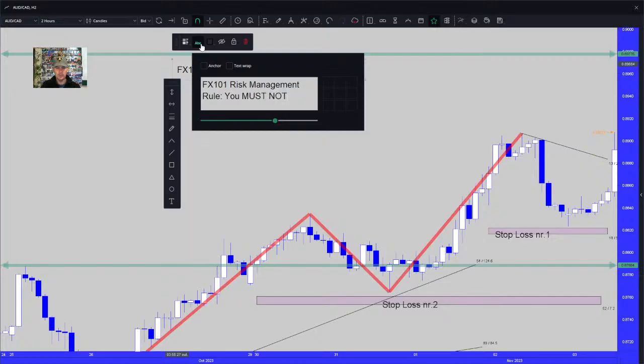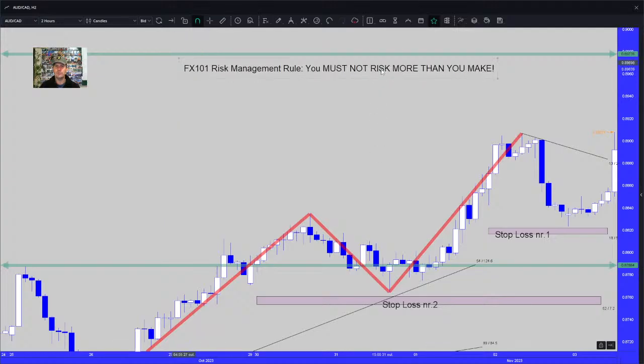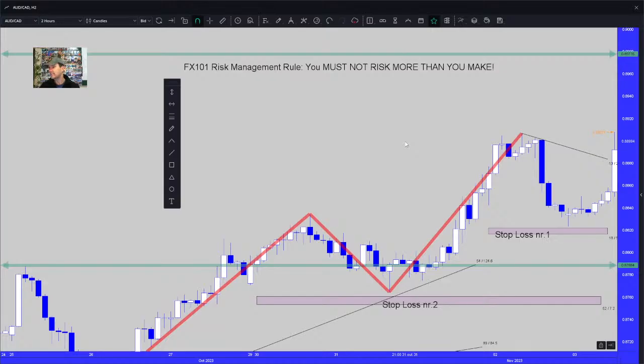You must not risk more than you make. In the advanced institutional trader course, Forex course 202, it's going to be a different story. But we are trying to learn the basics. In the advanced course, we have set and forget strategies, and you're going to learn dollar cost averaging strategies, and so on. Nevertheless, this is now Forex course 101, the risk management rule.